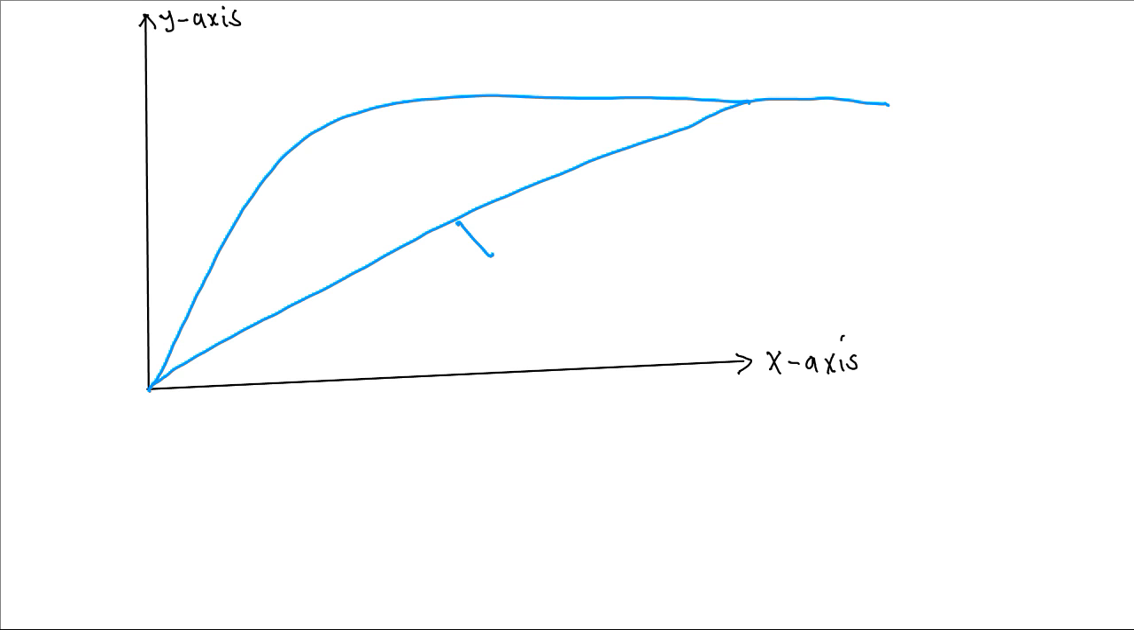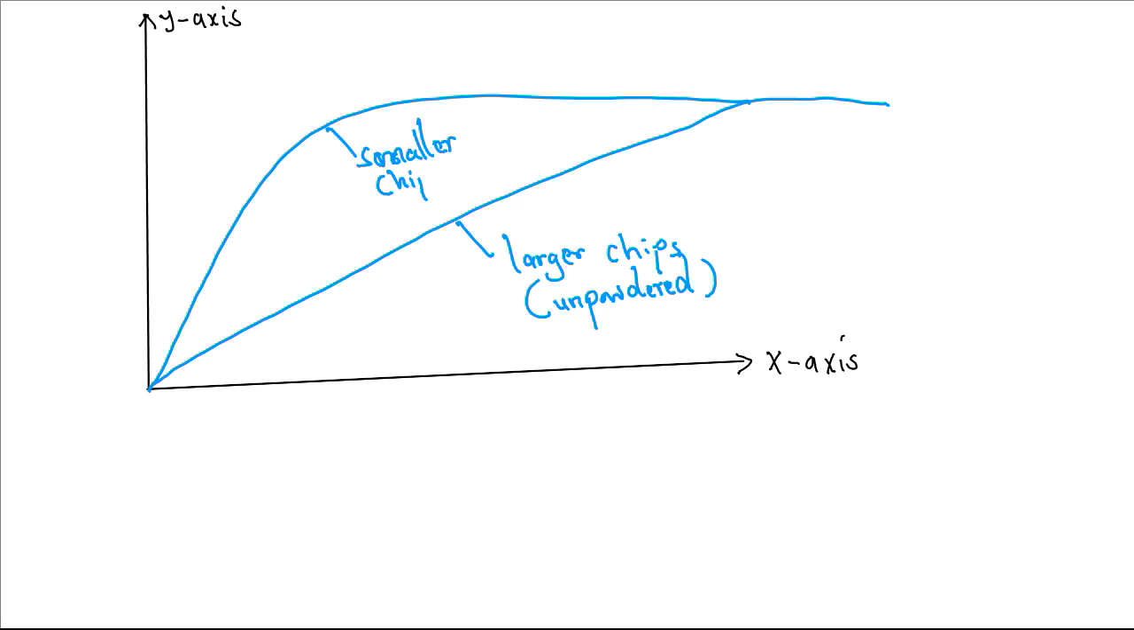This is for larger chips, the unpowdered, and then this is smaller chips, the powdered marble chips. You can see that the rate of reaction is higher.